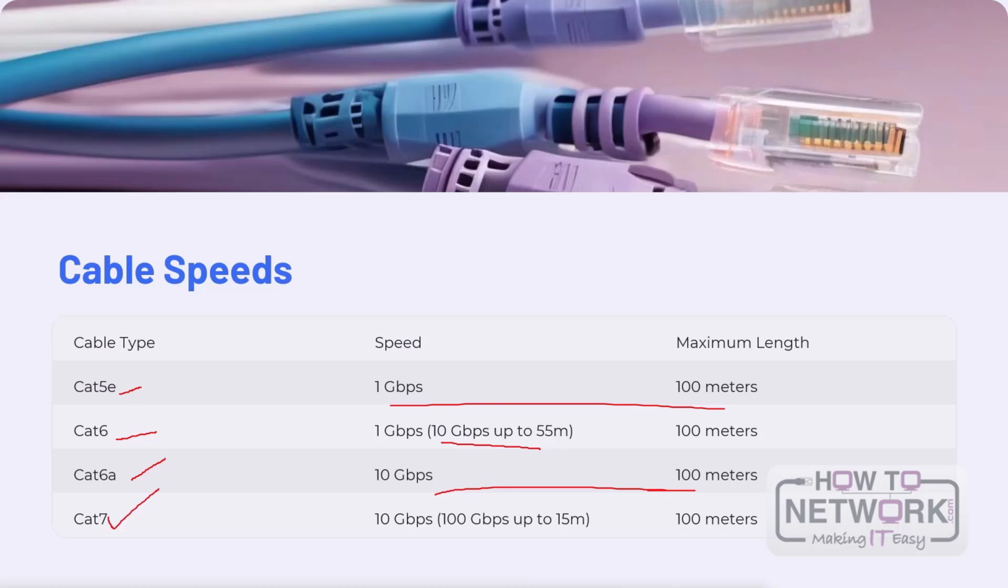And the Cat7 cables, which is the latest generation of Ethernet cable, can support data transfer rates of up to 10 Gbps if you're running on 100 meters, but it can shoot up to 100 Gbps up to 15 meters. So the maximum length for each cable type refers to the maximum distance that data can be reliably transmitted over the cable. The maximum length may vary depending on the specific cable and the environment in which it is installed.